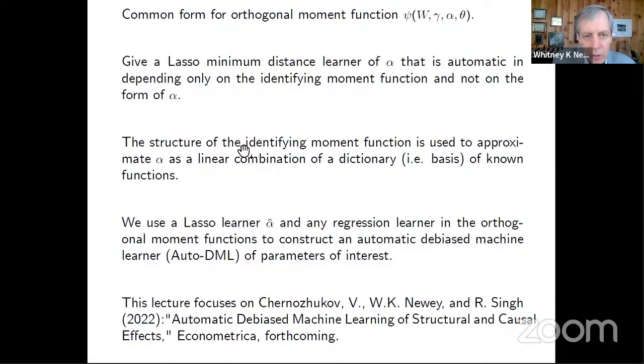What we do is use the structure of the identifying moment function to approximate alpha as a linear combination of a dictionary, or a basis, of known functions. In the machine learning setting, that leads to a lasso learner of alpha hat. It's not lasso regression, it's something a little different. That's what we're going to propose. And then you can combine this with any regression learner in your orthogonal moment functions to construct an automatic debiased machine learner of the parameter of interest. This is from the paper on automatic debiased machine learning of structural and causal effects.